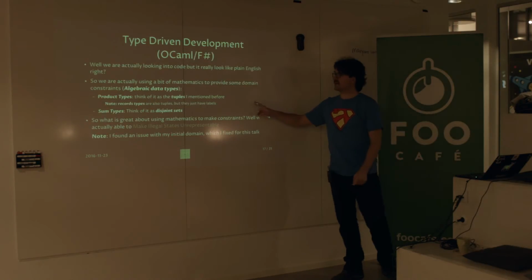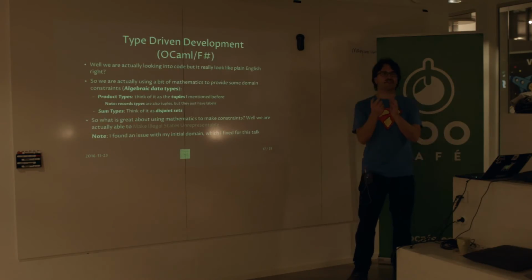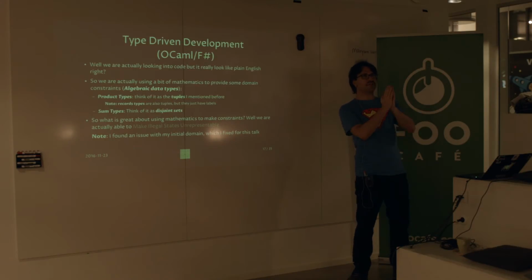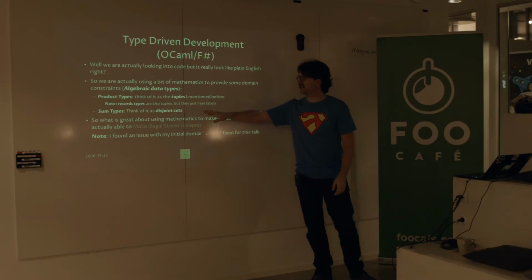And with the sum type, a sum type is just like a disjoint set. It's more or less saying it's something in this set, or it's something in this other set, or it's something in this other set. And all the elements that are the same in those sets will combine into the same. That's why it's a disjoint set.